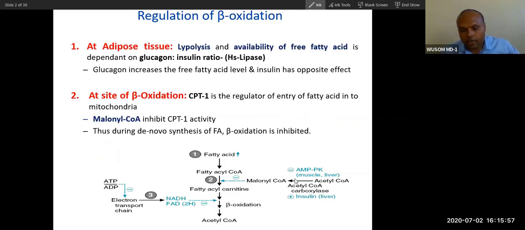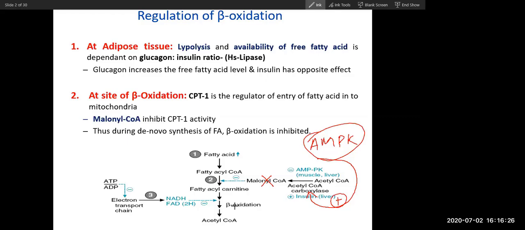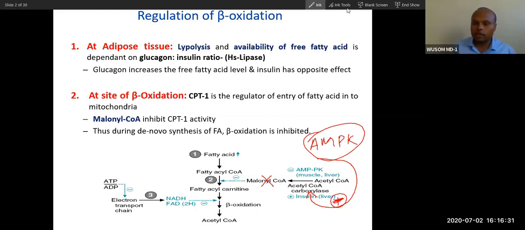When exercise stimulates AMP kinase, it will inhibit this enzyme. This is the enzyme of fatty acid synthesis. If it is inhibited, malonyl coenzyme A will be reduced, and you know this is an inhibitor of fatty acid oxidation. If malonyl coenzyme A is not there, what will happen? Fatty acid oxidation will be facilitated. Okay, thank you, sir. I get it. So this is the reason.